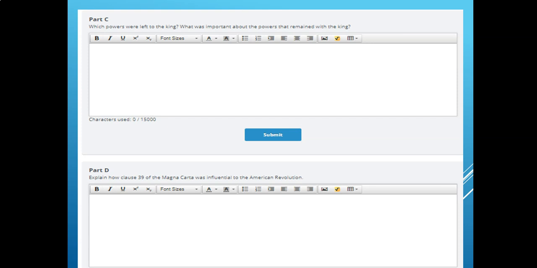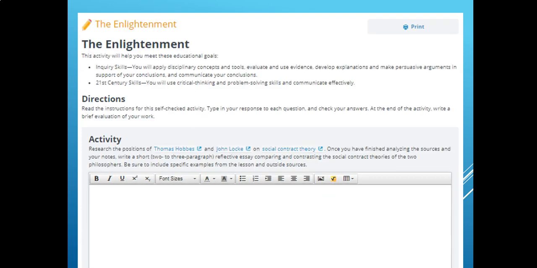And moving on to part D, explain how clause 39 of the Magna Carta was influential in the American Revolution. Well, we talked about this extensively. How was clause 39 important to the American Revolution? Obviously, we talk about the rights that the king violated. We talk about how the king didn't respect the rights of the colonists, and your answer should follow that train of thought. So please make sure that you go back to this presentation to get caught up with what you need to write down here.